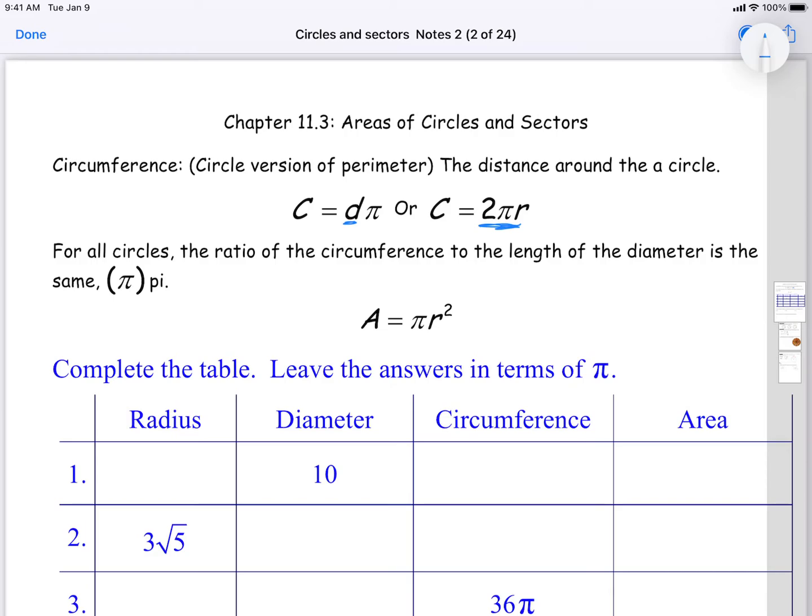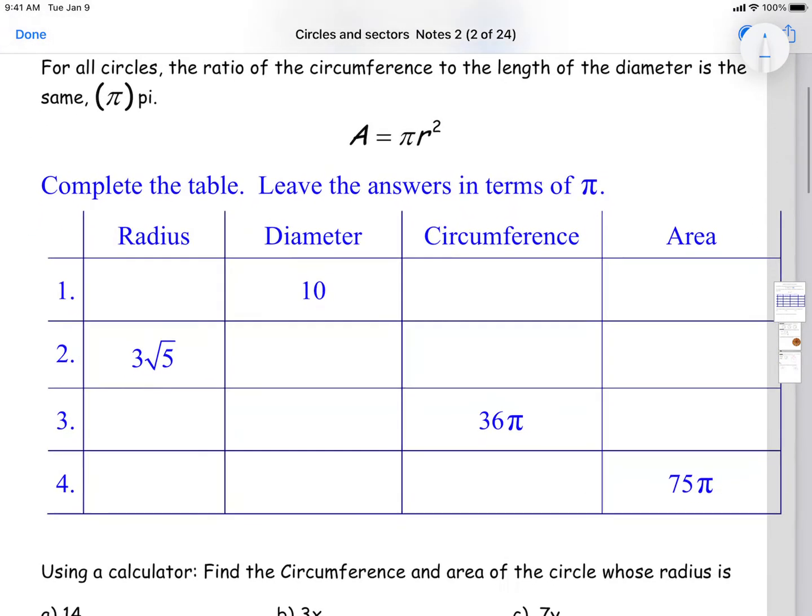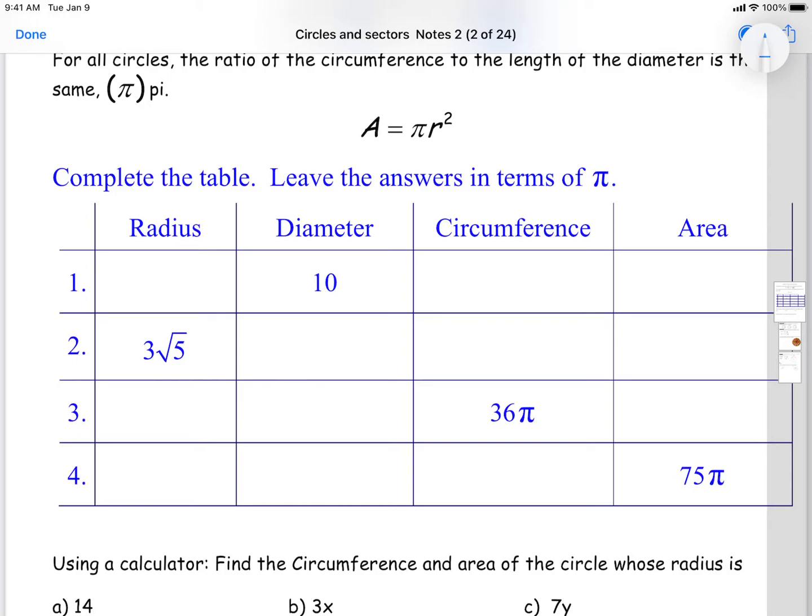What I want us to do first, because I know you've seen all these formulas before, is get a sense of how to use them. I'm going to give you about 2 to 3 minutes, so consider this a warm-up, and I want you to try to complete this table. How this works is I'm given one piece of information: either the radius, the diameter, the circumference, or the area of my circle. Using that information and the formulas from above, I want you to work to find the rest.